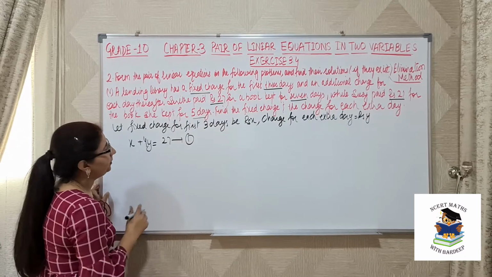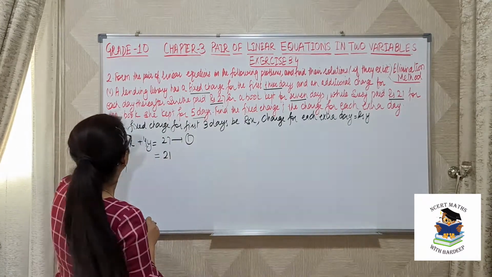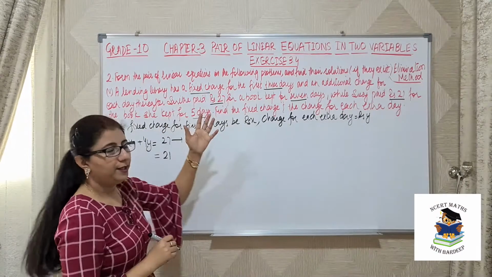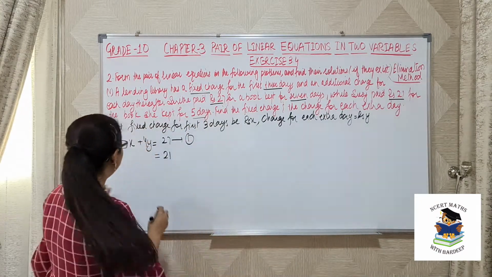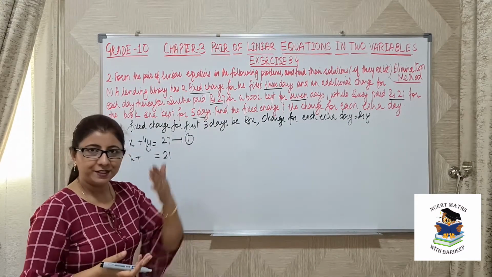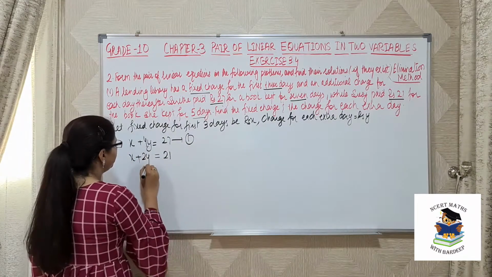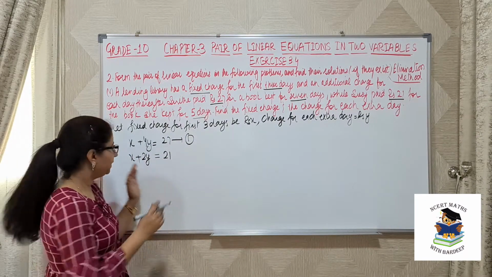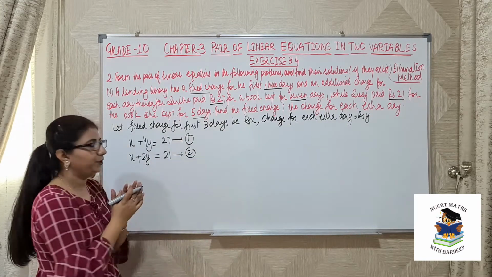Second, Susie paid 21 rupees for the book she kept for 5 days. So again, out of 5, for 3 days she will pay x, and for the remaining 2 days, 5 minus 3, she will pay 2y rupees. Together it is 21. Hence we have our equations.